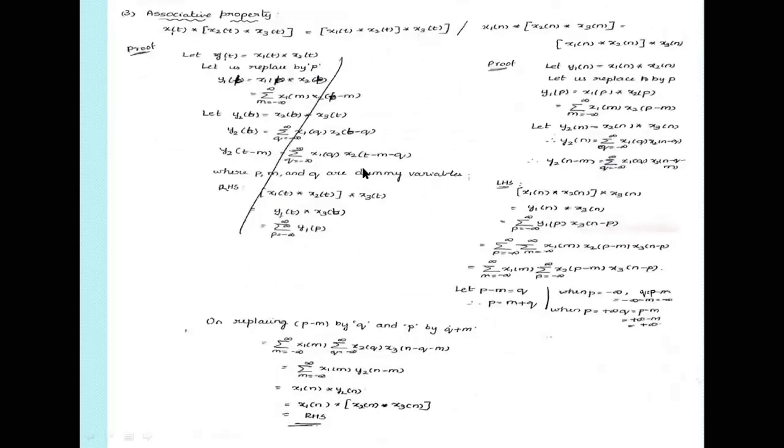Now the properties of convolution. Properties of convolution: one is the commutative property, then the distributive property, and the associative property. Convolution obeys the commutative property, obeys the distributive property, and also obeys the associative property. Got it, my students? The remaining properties we have already discussed.